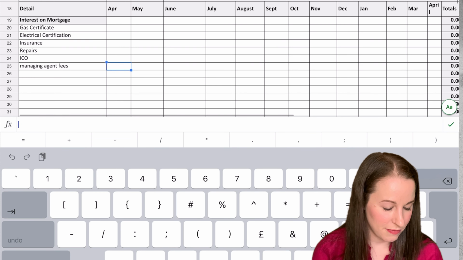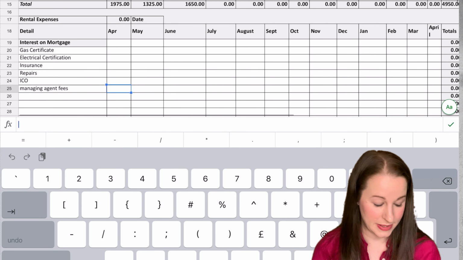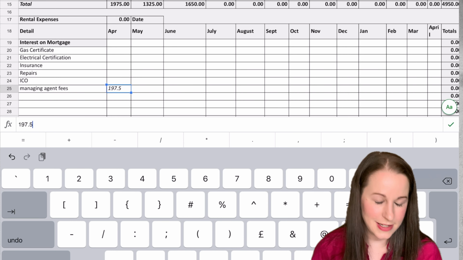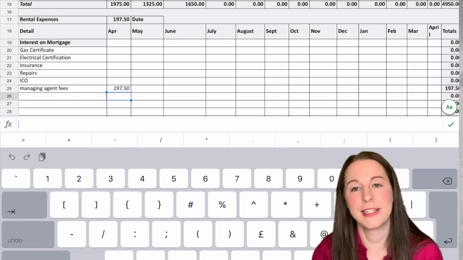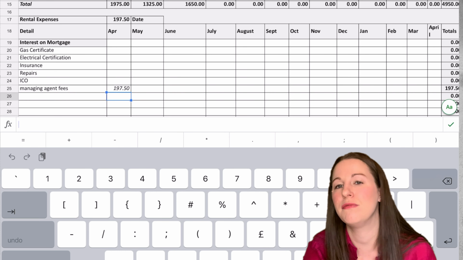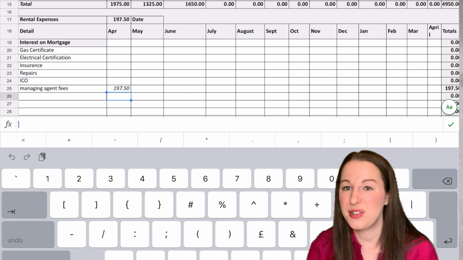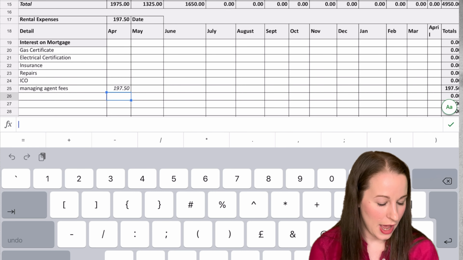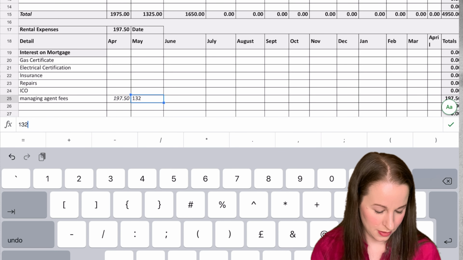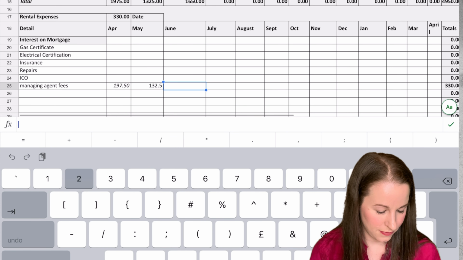Now, our managing agent fee, because in that month I had all of them, I'm going to go, well, I paid 10%, so I know I paid $197.50. Now, depending how much detail you want, you would be able to put managing agent fees room 1, managing agent fees room 2, room 3, room 4, room 5, to see how much fees you're paying on each room. Because in month 2, it's reduced down, and in month 3 it's gone up, so it's 165.